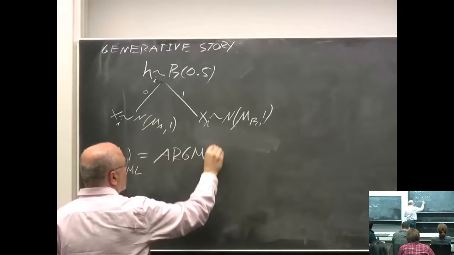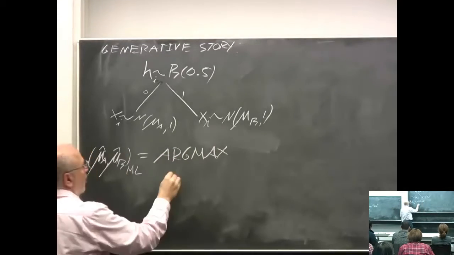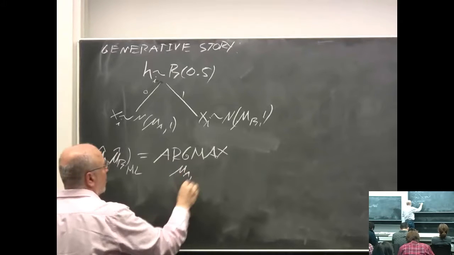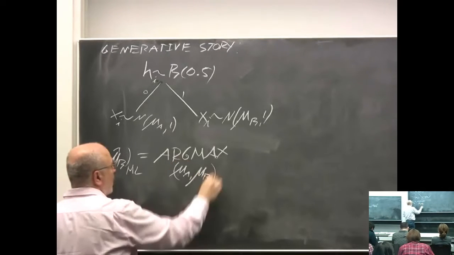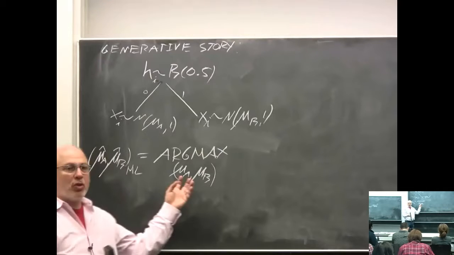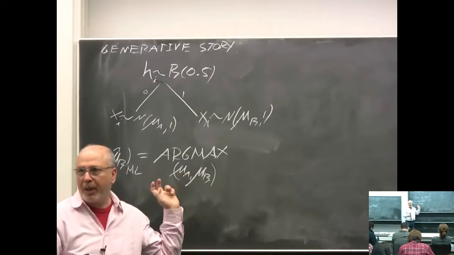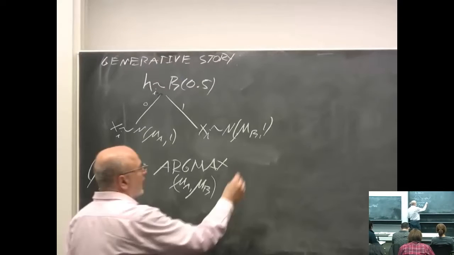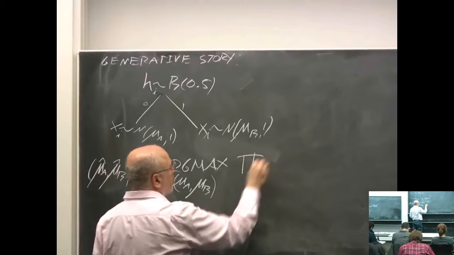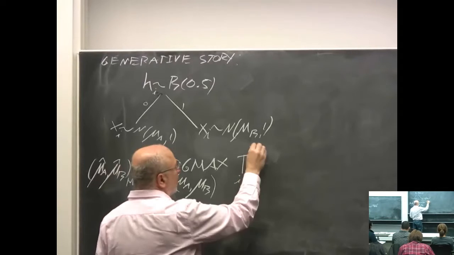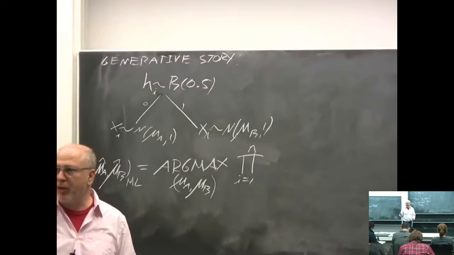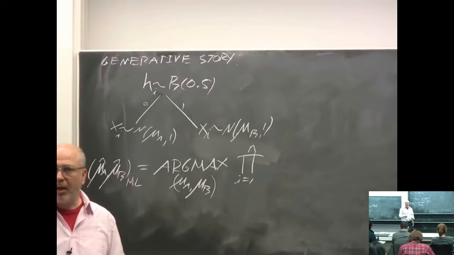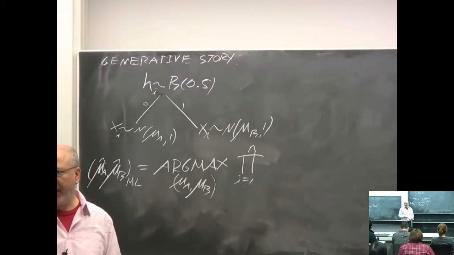The argmax over mu A and mu B together. So think about it as a search in the joint two-dimensional space of mu A and mu B of the likelihood of the data. The likelihood of the data is the product, i goes from 1 to n, of the likelihood of each individual xi. How do I write the likelihood of each individual xi?